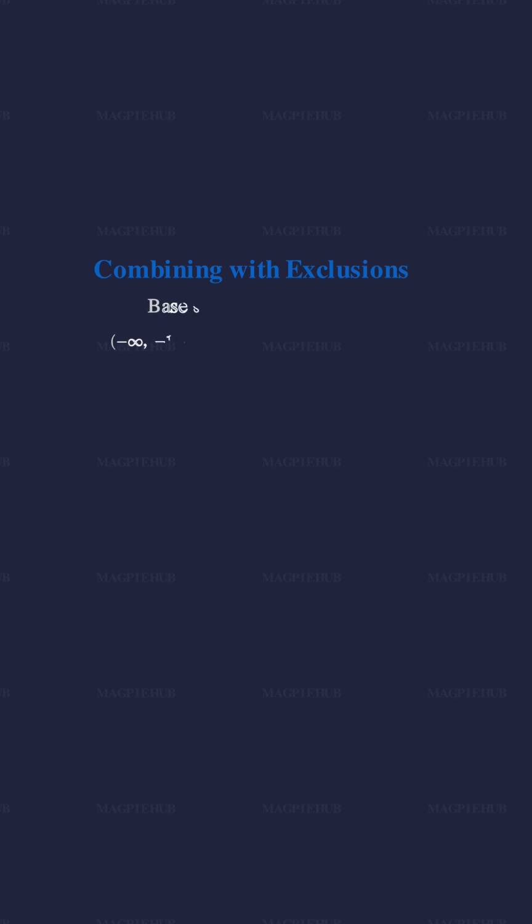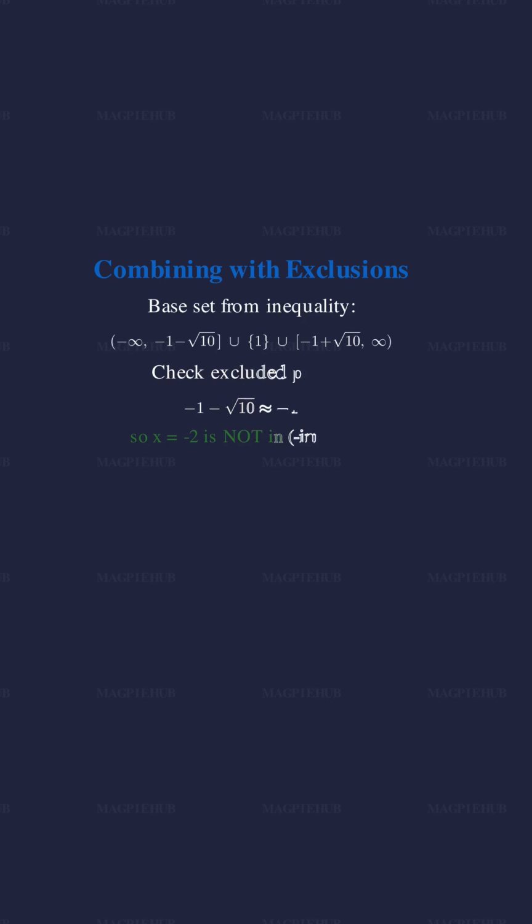Now let us combine with the excluded points. The base set from the inequality is minus infinity to minus 1 minus root 10, union the singleton 1, union minus 1 plus root 10 to infinity. Minus 1 minus root 10 is approximately minus 4.16, so minus 2 is not in that interval. Good, no conflict there. Minus 1 plus root 10 is approximately 2.16. Since 2 is less than 2.16, the point x equals 2 is not in the interval starting at 2.16. No conflict. However, x equals 5 over 2, which is 2.5, is inside the interval starting at 2.16. So we must exclude it.